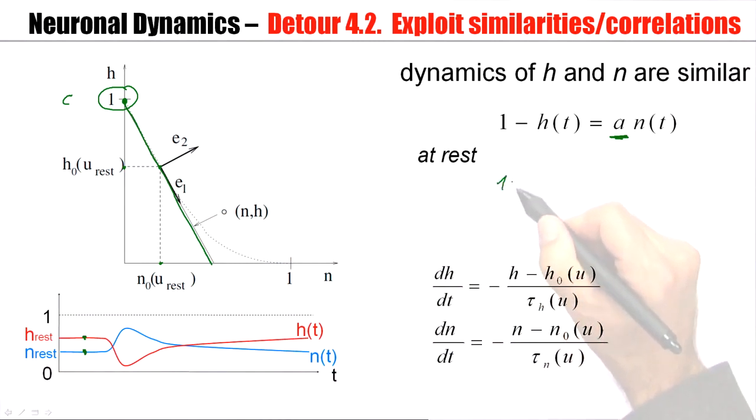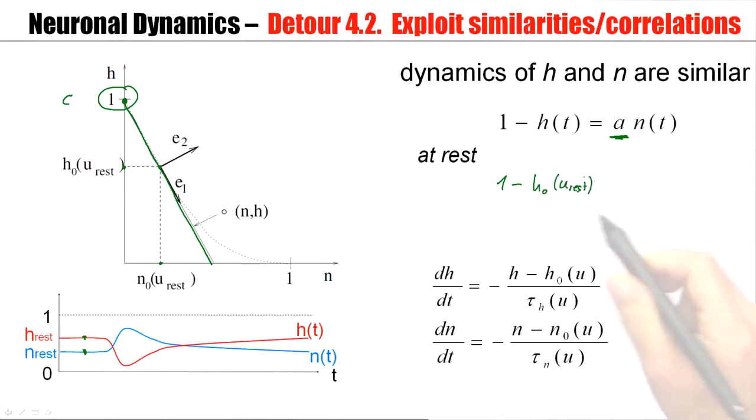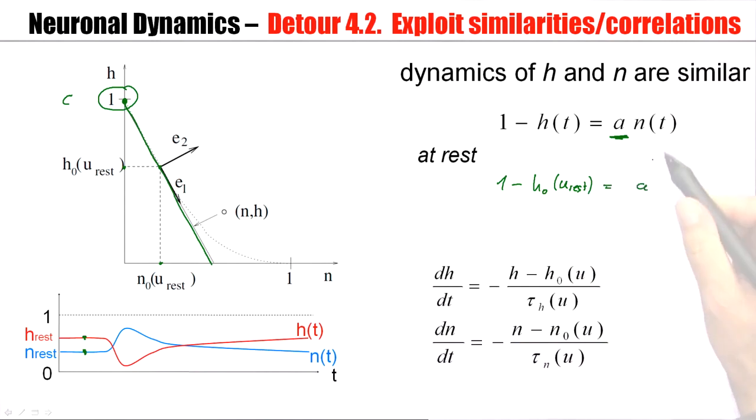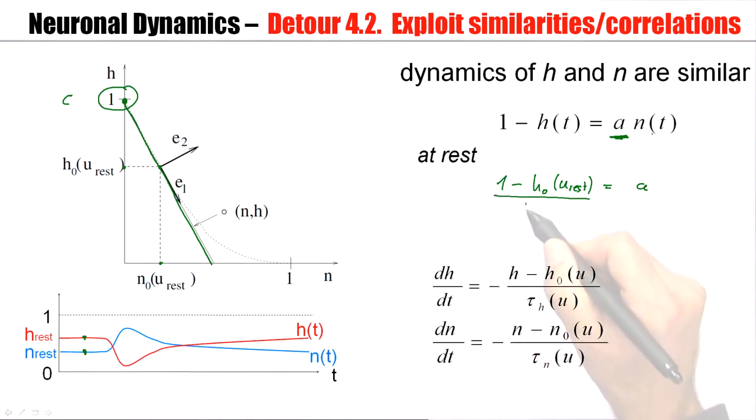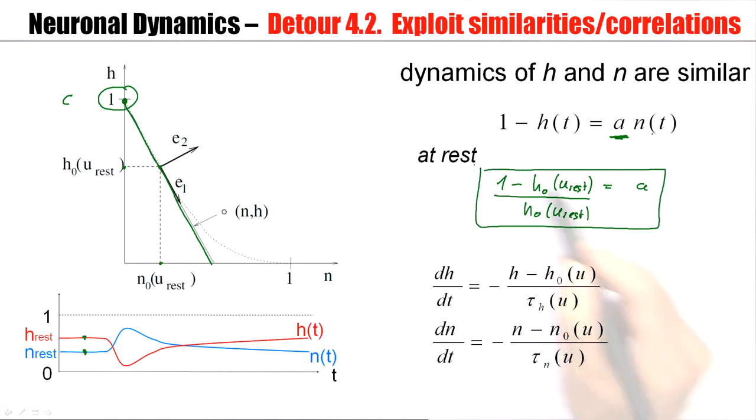So at rest, I have the condition H0 of U rest equals A times N0 of U rest. I put this to the other side, I have H0 of U rest over N0 of U rest, and that would give me the slope parameter A once I fixed my constant C to 1. Okay, so this is how we can reduce the two-dimensional description in this two-dimensional plane to a one-dimensional coordinate that corresponds to the projection onto my green line.